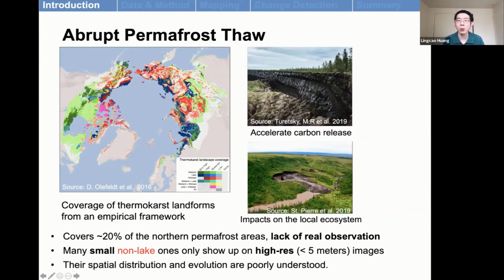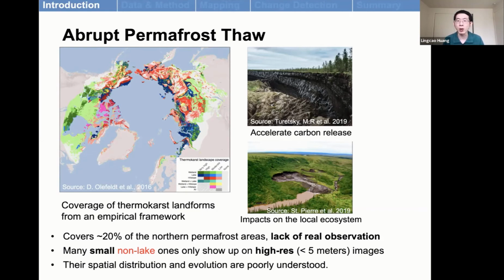And on the right, there are two figures showing carbon and also the impact of the permafrost thawing on the local ecosystem. What we know from this research is that maybe a lot of regions were impacted by thermokarst, but for most of the region we don't have real observation.